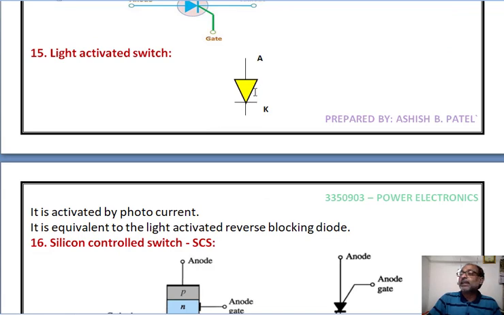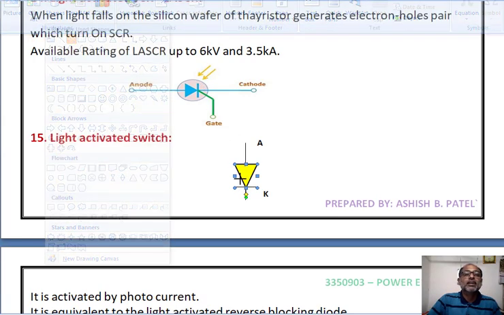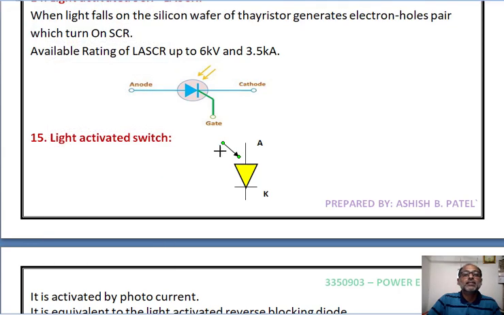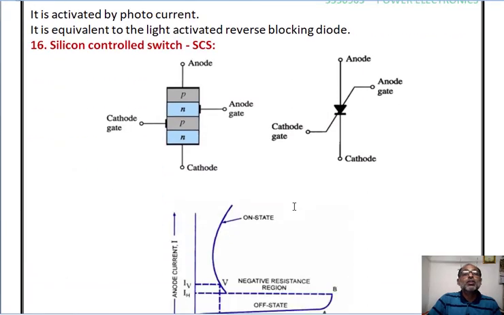Now next, light activated switch. It is activated by the photocurrents, and it's equivalent to the light activated reverse blocking diode. Now next, silicon controlled switch, SCS.